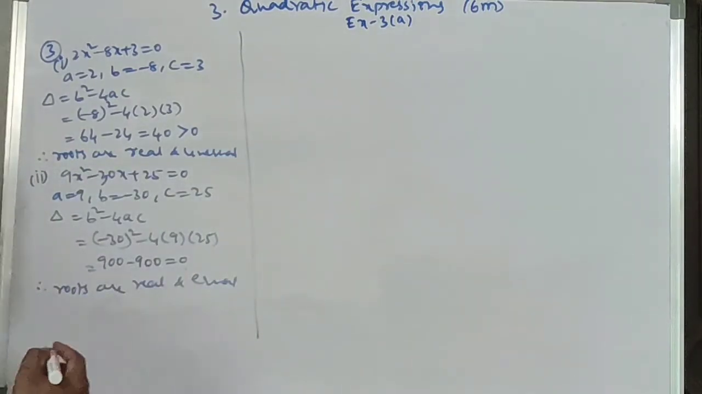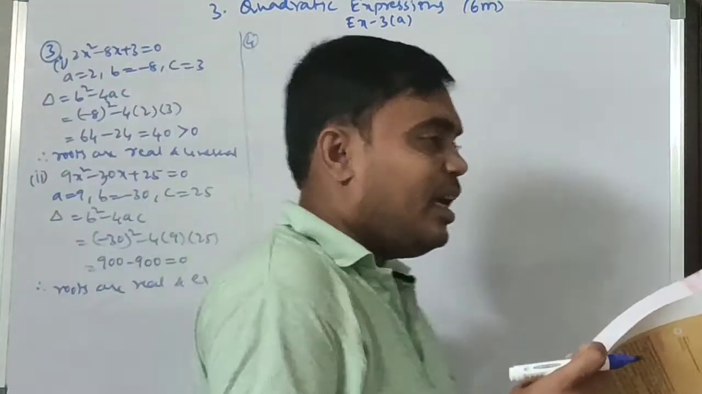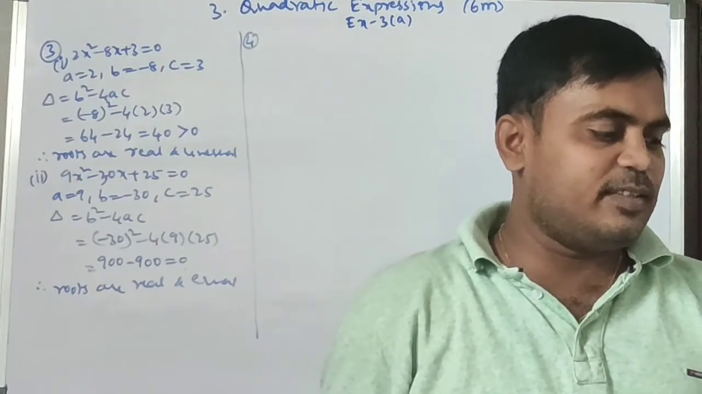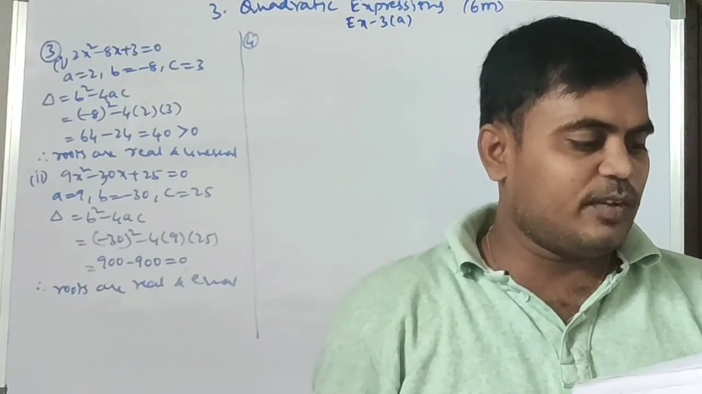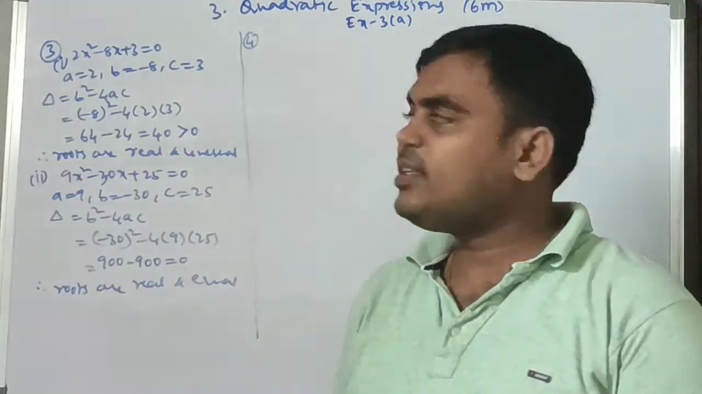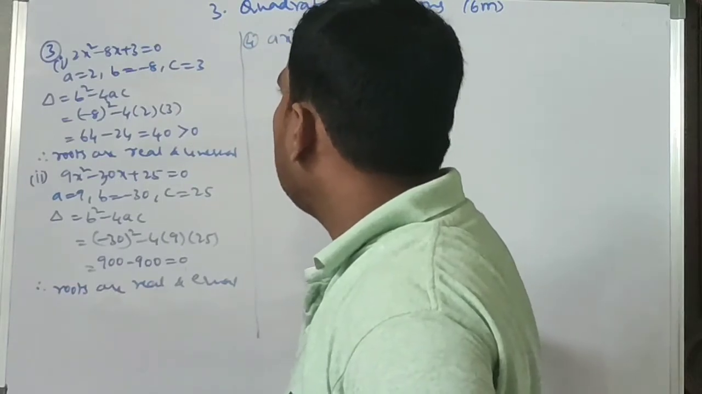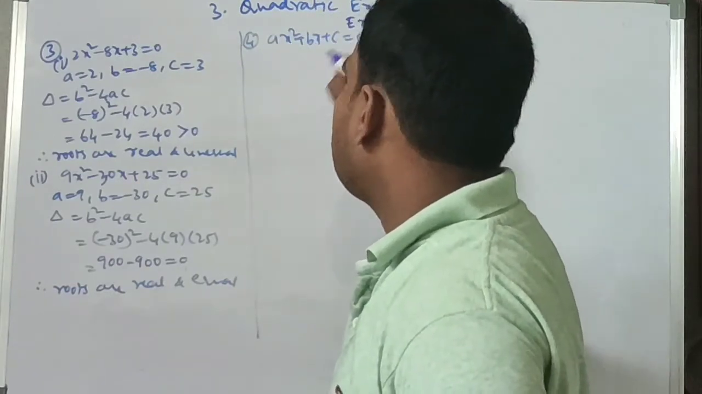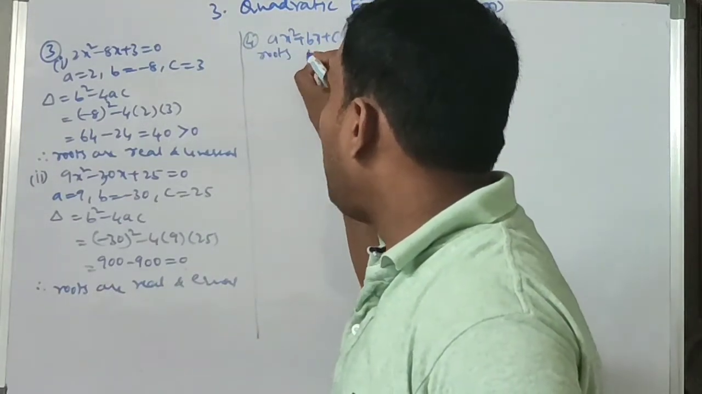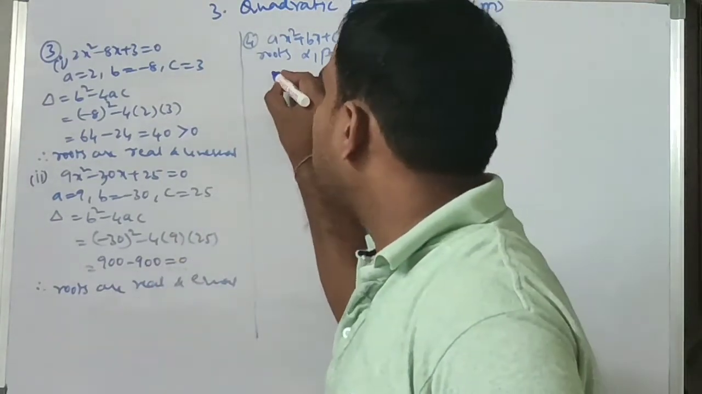Next, fourth question. The question is: if alpha, beta are the roots of the equation ax square plus bx plus c equal to 0, find the values of the following expressions in terms of a, b, c. So the equation is given: ax square plus bx plus c equal to 0. Alpha and beta are the roots. If alpha and beta are the roots, what are the conditions?